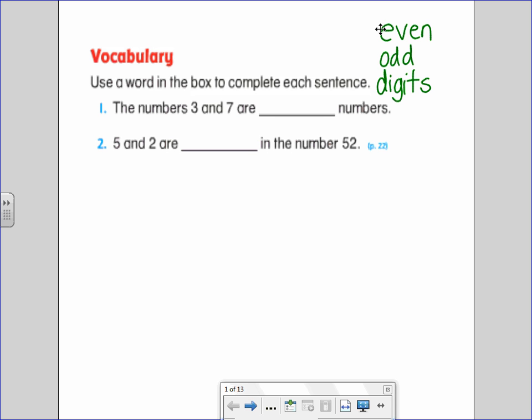Number 1, the numbers 3 and 7 are blank numbers. What word completes that sentence correctly? Lizzie. Good. That's not what I wanted. 5 and 2 are blank in the number 52. Justin. Digits is correct.